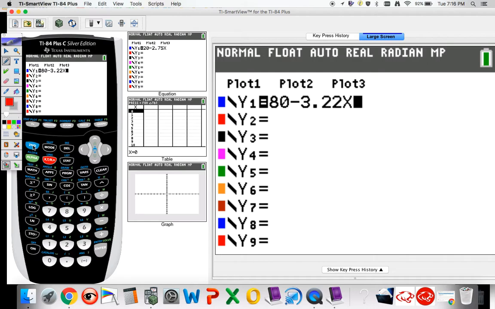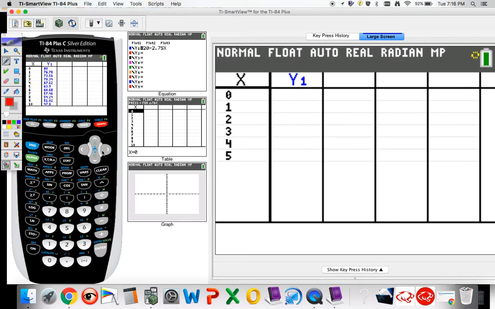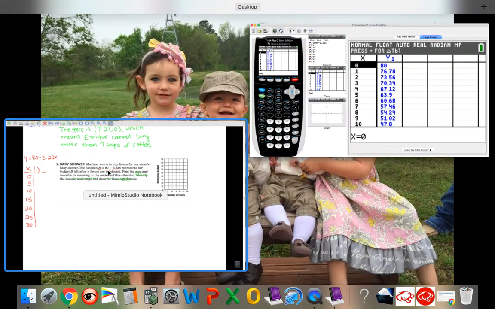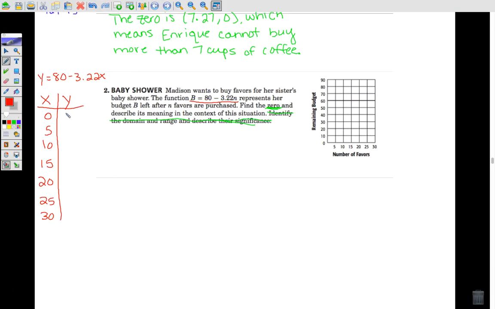And we're going to go to our table. So, second graph. Here's my table. And remember, we're only looking at certain numbers for my x values. So first is 0. So there's my 0. So I have 0, 80. If you look at your table right now, at 5, it should be 63.9.